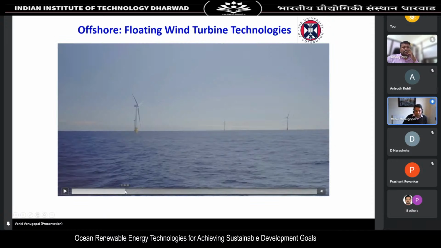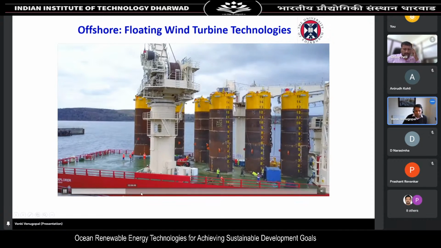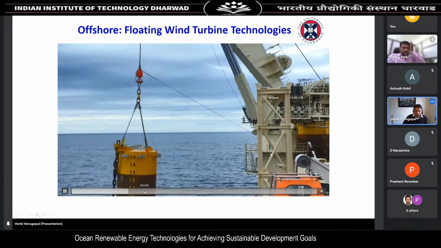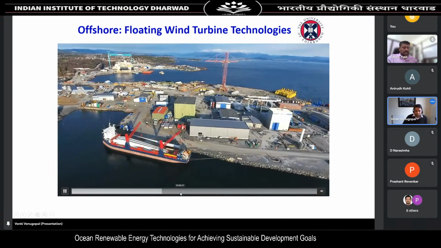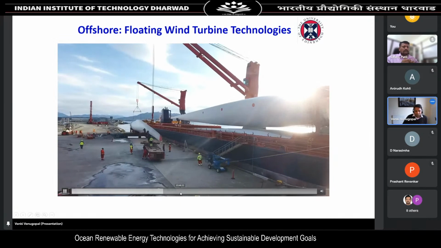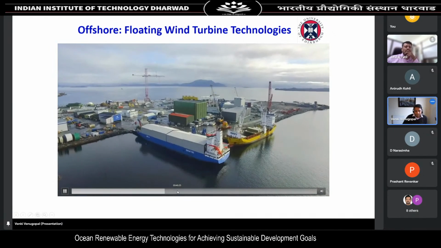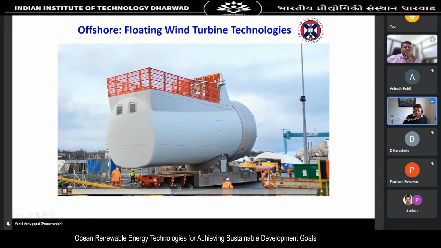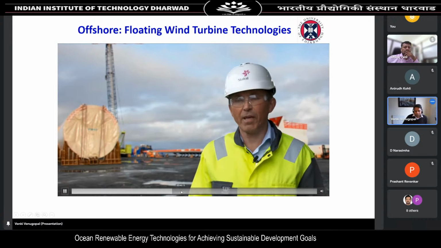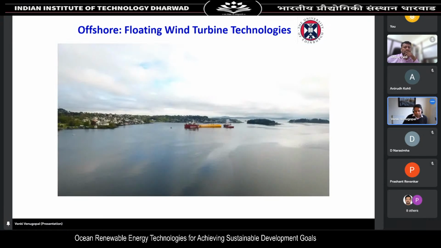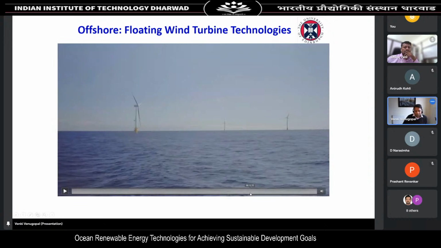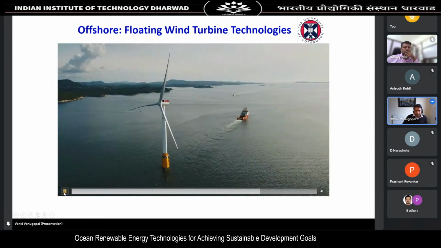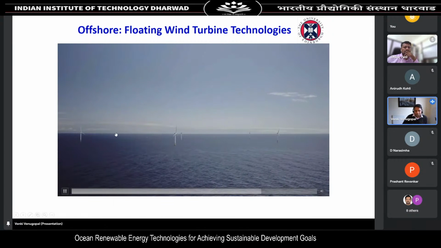And here is a video of the floating wind. Just quickly pause. This is in Denmark. You could see the wind turbine being towed to the location and deployed. The 5 of them are still in operation.